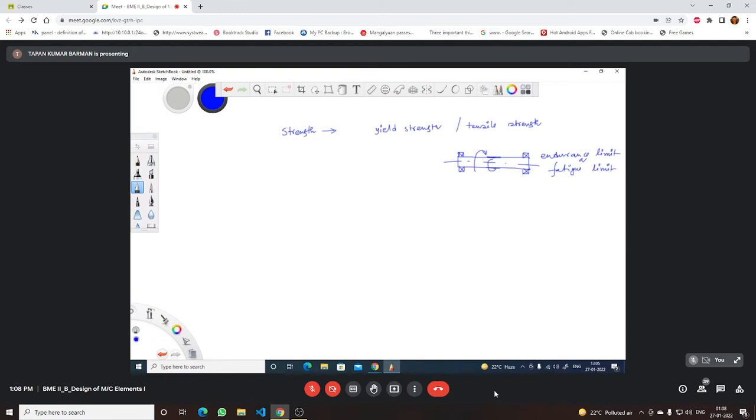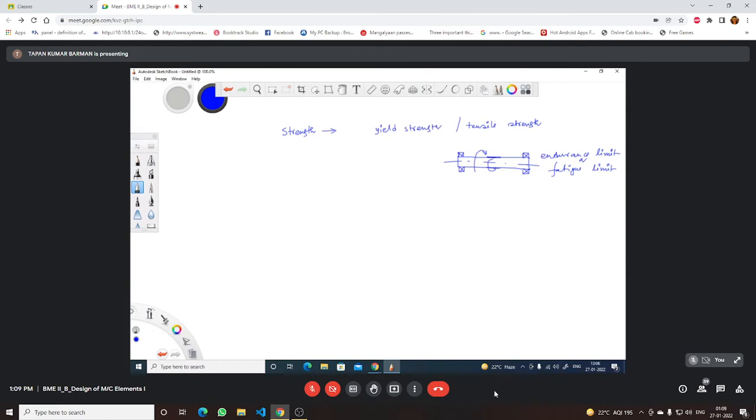So the shaft material will be subjected to fatigue loading. And then using yield strength or tensile strength of material, we cannot design it. Then we have to go for endurance limit or fatigue limit of the material to make the design of this shaft component. So depending on the loadings, we have to consider the appropriate strength to make the design possible. My point is clear to you now? Yes, sir. Okay.